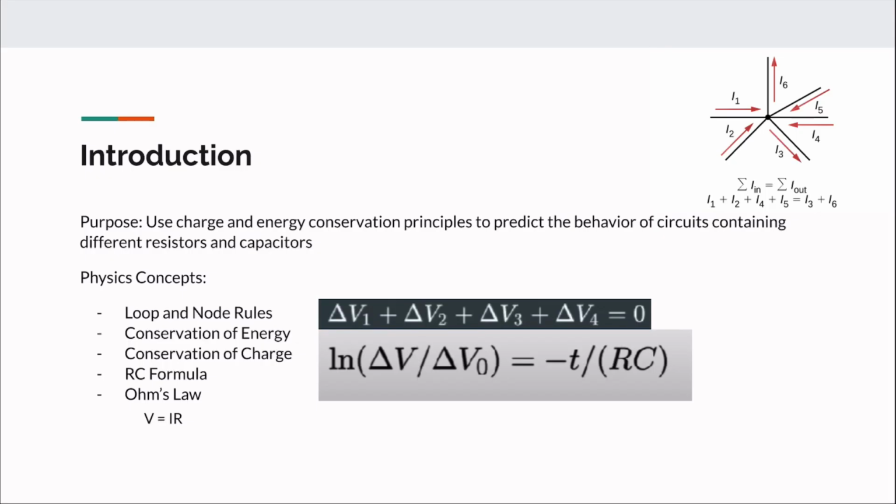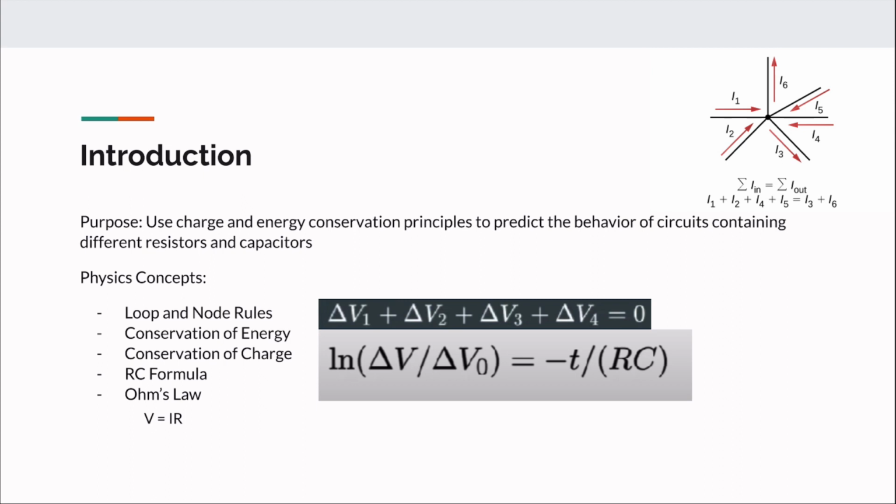For the introduction of this lab, the purpose of this lab is to use charge and energy conservation principles to predict the behavior of circuits containing different resistors and capacitors. Some of the physics concepts we'll be needing are loop and node rules. The node rule is shown to the top right, while the loop rule states that the sum of the voltages in any closed loop must add up to zero.